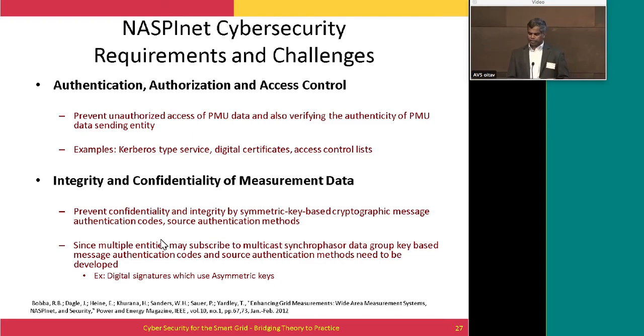So with respect to NASPInet cybersecurity requirements and challenges: authentication, authorization, access control. So who is allowed to access PMU data? They have to be authenticated. So let's say in the data bus, some data is being published. Arbitrarily, everyone cannot access. So there has to be group management and access control. There is authentication. Then access control, which authenticated user is allowed to access what piece of information, not everything. It may be related to historical information or real-time information. All those things can be controlled. There are authentication mechanisms like Kerberos, digital certificates, access control lists, those things used for access control purposes.